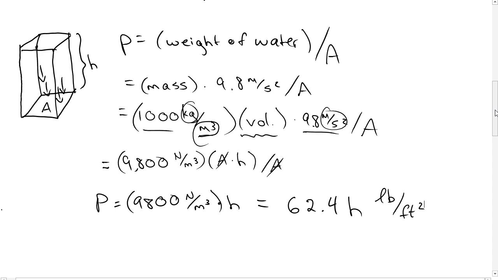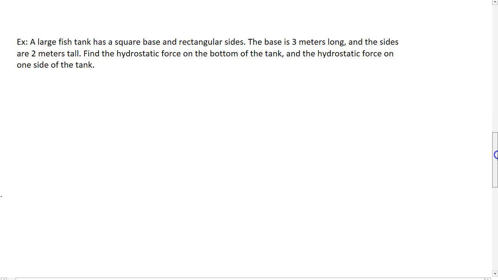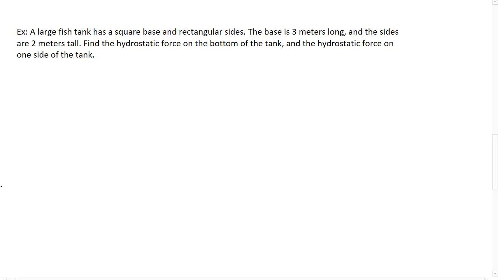The plate is at constant depth, nothing weird at all. Of course, the calculus comes in when you start having things be non-constant, in particular non-constant depth. So let's look at an example. We have a fish tank. It has a square base and rectangular side, so it looks like a big box.